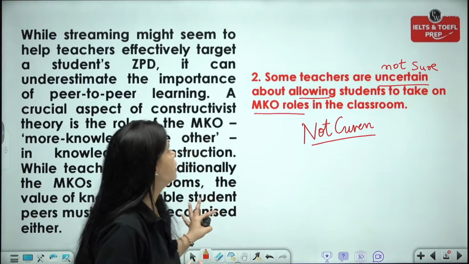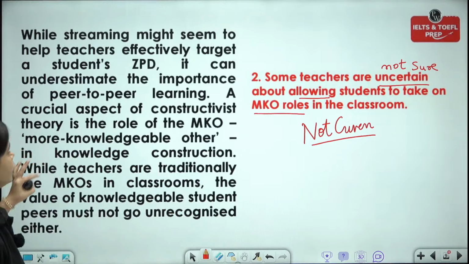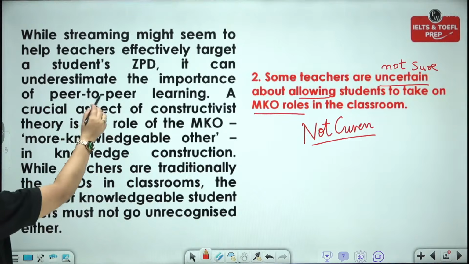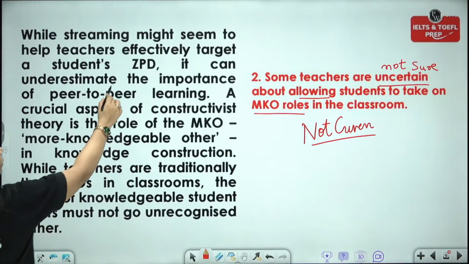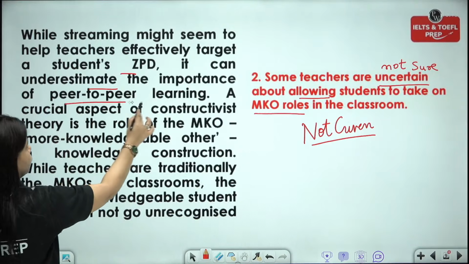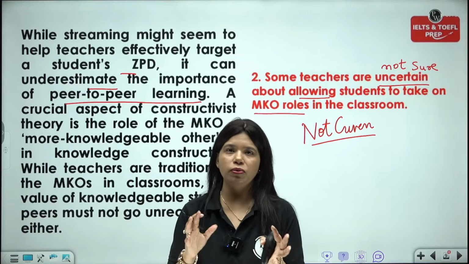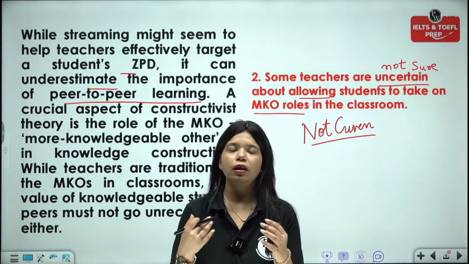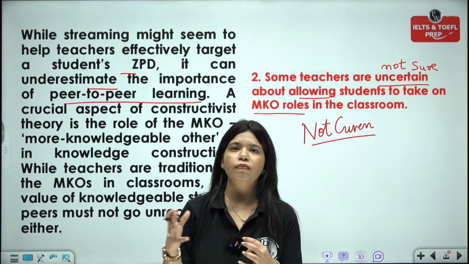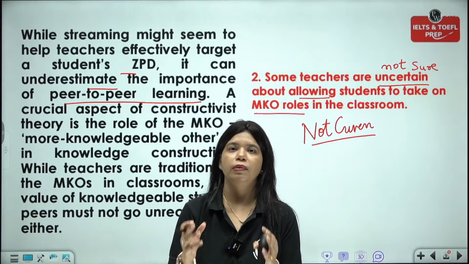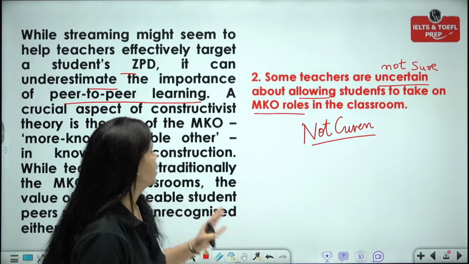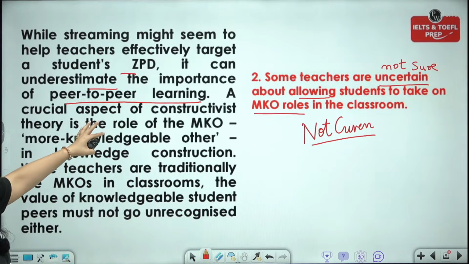Let's quickly read. So it says, while streaming might seem to help teachers effectively target a student's ZPD, it can underestimate the importance of peer-to-peer learning. Now, what is peer-to-peer learning? That is student-to-student learning. When you are sitting in a class, you interact with students and you learn with other students. You learn from them. That is known as peer-to-peer learning. So, it's written over here that it can underestimate the importance of peer-to-peer learning.